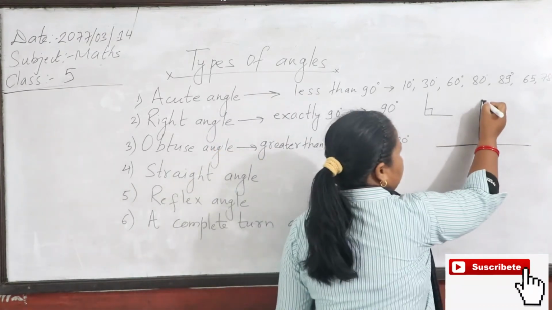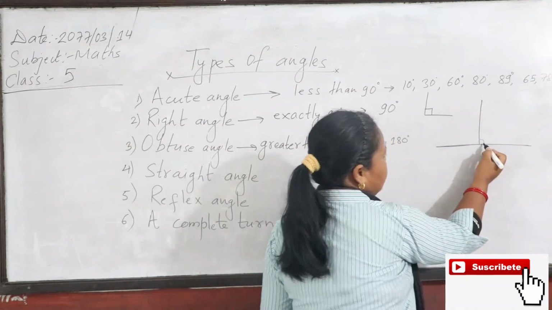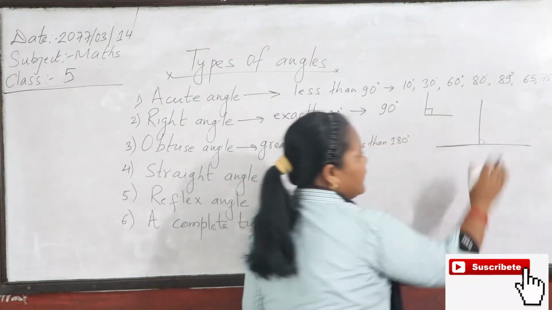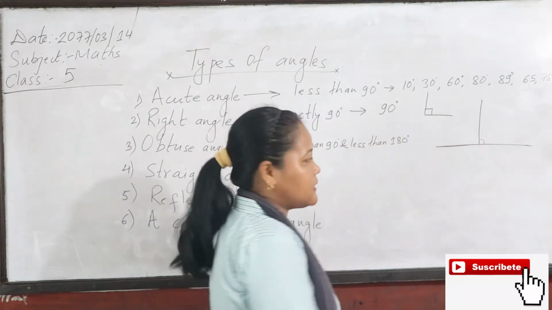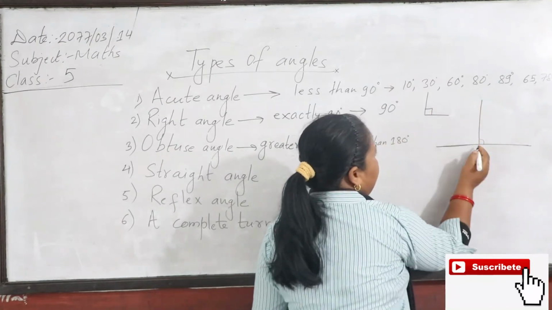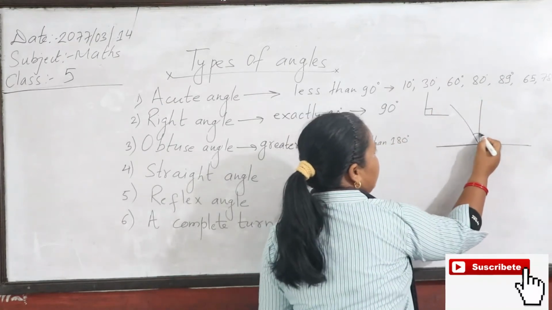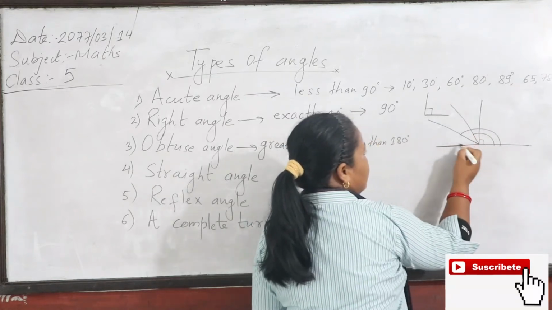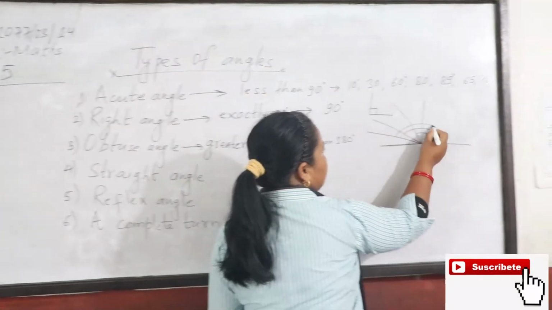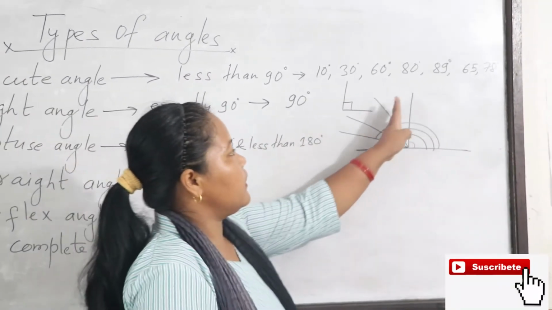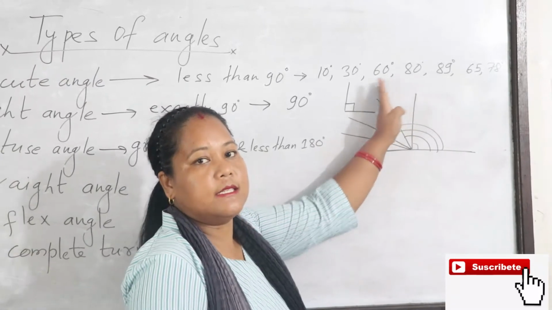And this is a 90 degree. Before this 90 degree, all angles are acute angles. And after this 90 degree angle, this angle is obtuse angle. This angle also obtuse angle. This angle also obtuse angle. Understand, people? Greater than 90 degree.